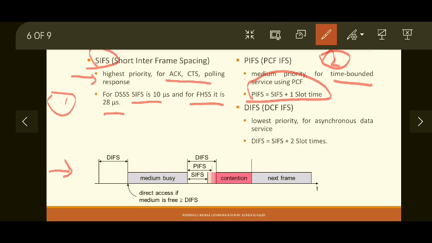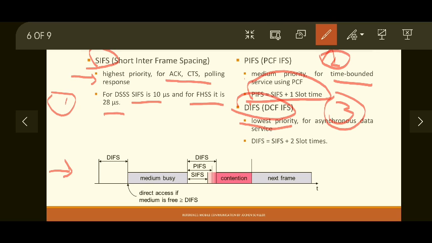So whenever a node is using a time bounded service of PCF, it has to wait PIFS amount of time before it can send a packet. Okay, then the third one is DIFS, that is the least priority, that means lowest priority.